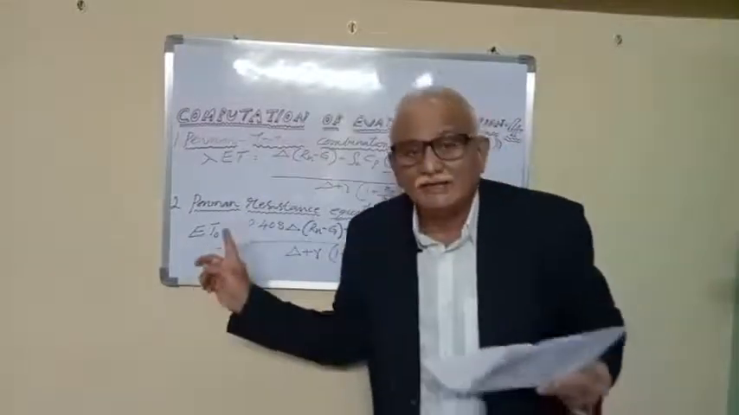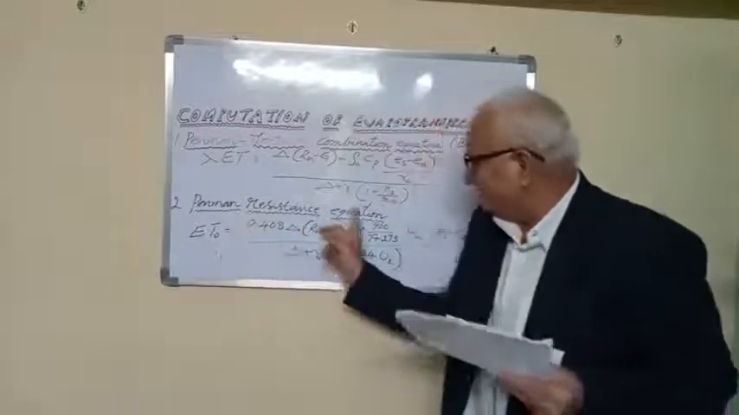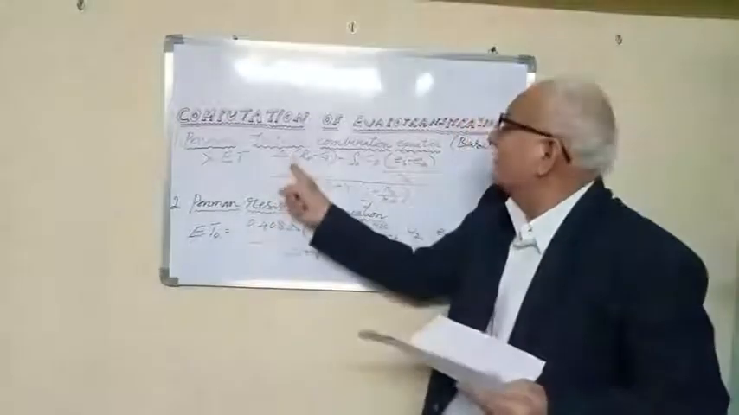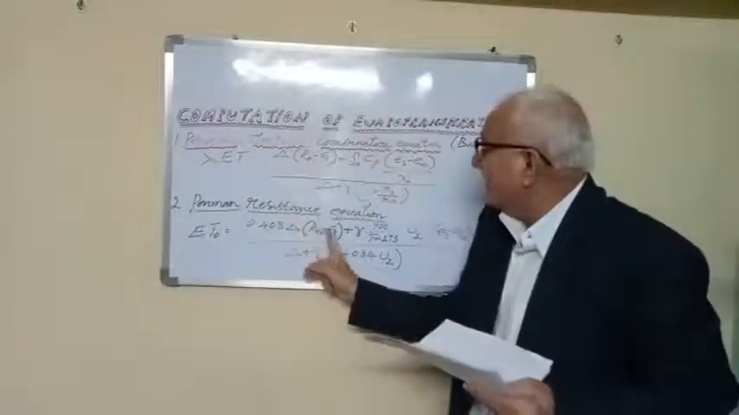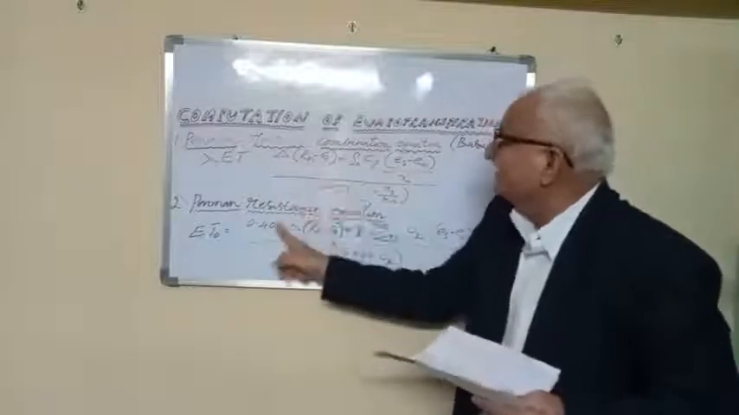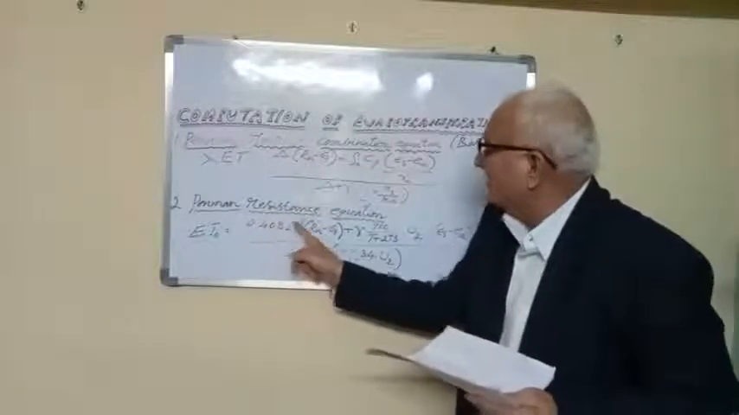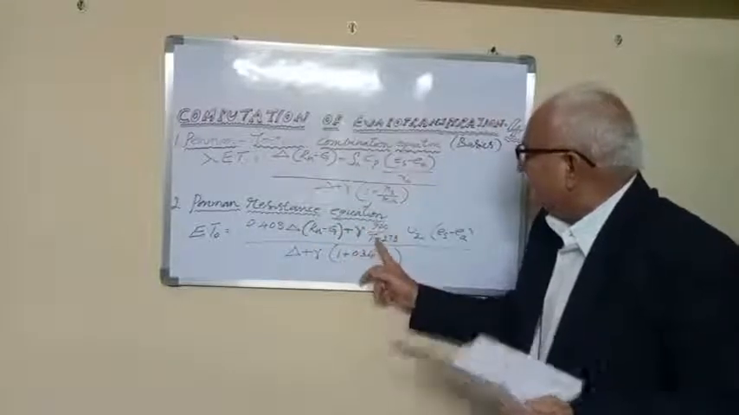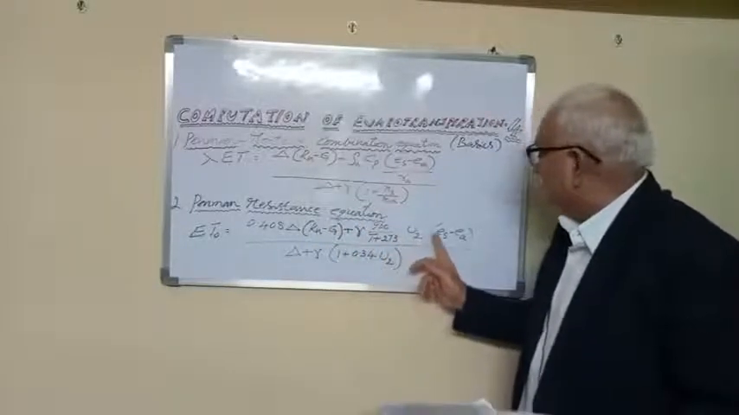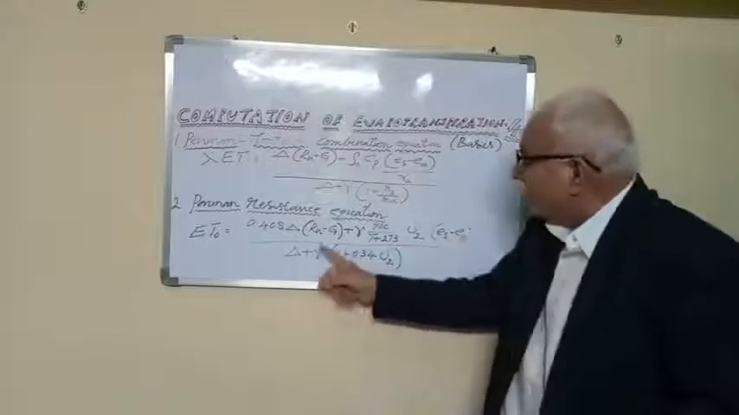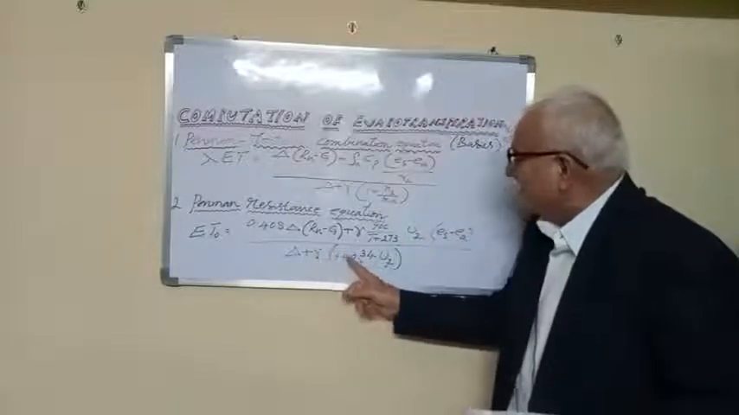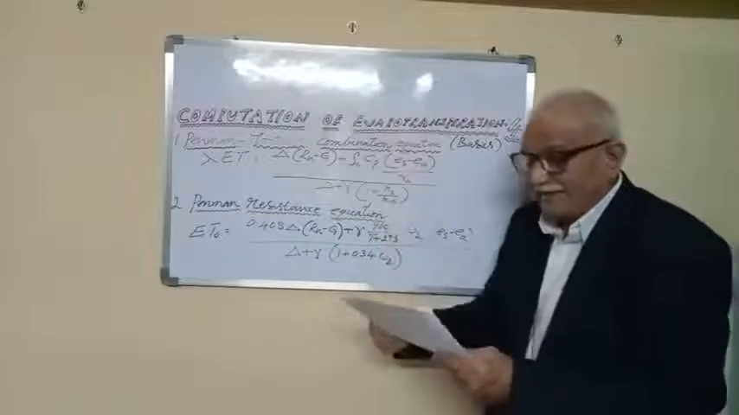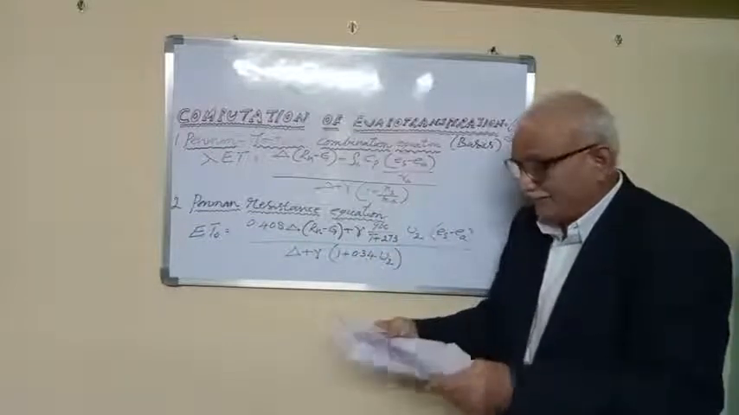Now, this equation reads, the Penman-Monteith equation, reference crop evapotranspiration: 0.408 delta (RN minus G) plus psychrometric constant 900 by T plus 273 U2 (ES minus EA), divided by delta plus psychrometric constant times (1 plus 0.34 U2). What are these terms? Quickly I will read them. These terms are very interesting.